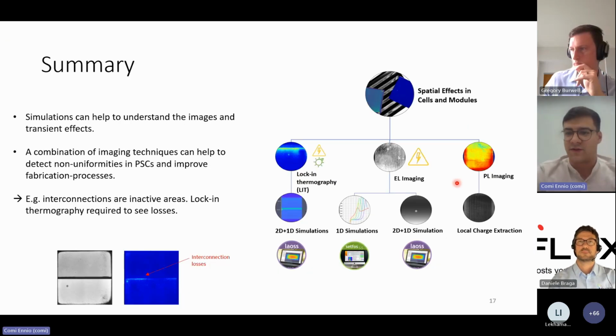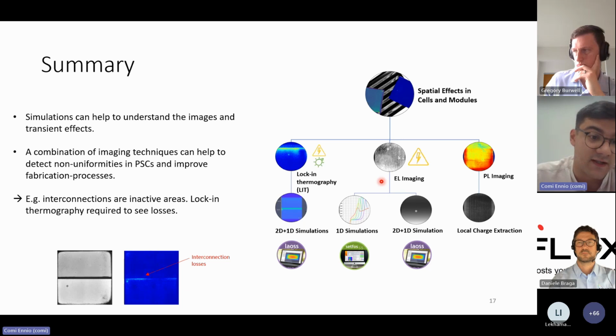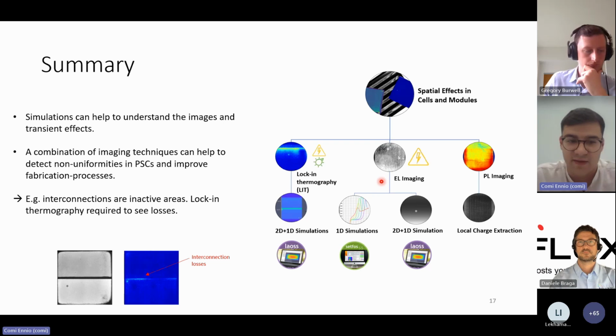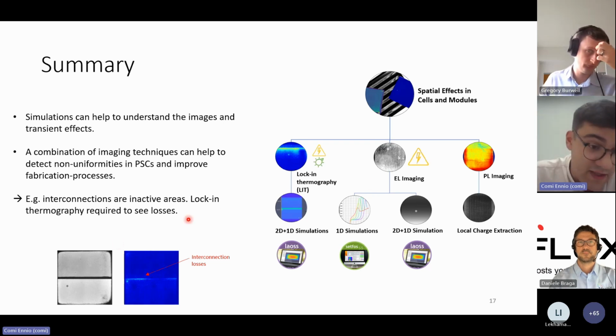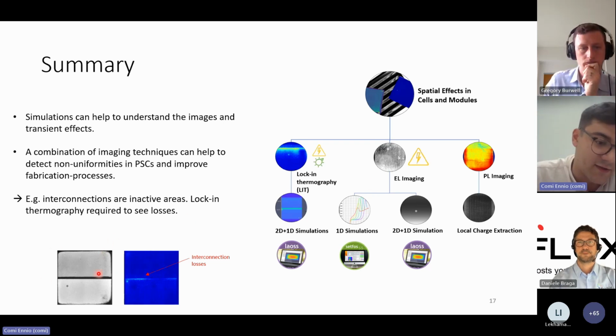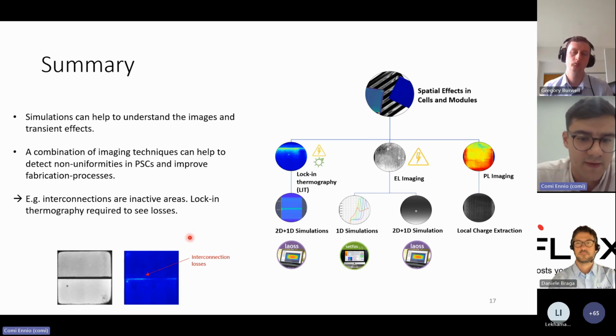To summarize, I've shown you some of the spatial effects that we see and how we use simulations to better understand those. Simulations can really help to understand those images and also the transient effects, especially in perovskite solar cells. What I also want to mention is that a combination of different imaging techniques can help to understand the devices a bit better. For example, with PL and EL images, we cannot look at the interconnection properly, but with lock-in thermography, we can detect heating in the interconnection very well if there are some problems.